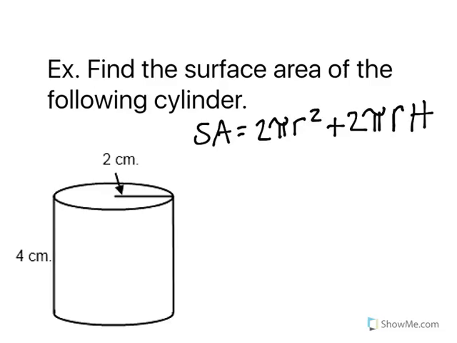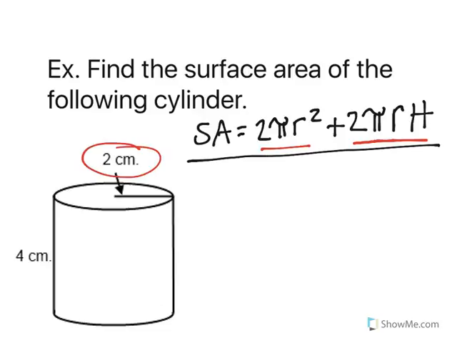So let's do an example. Find the surface area of the following cylinder. I rewrote that surface area formula where we take 2 circles and then we add it with 2 pi r times h, which is that circumference times the height, which was the area of that middle piece. So let's plug in this information. We know that the radius is 2 centimeters, and we know that the height is 4 centimeters. So let's plug this in.